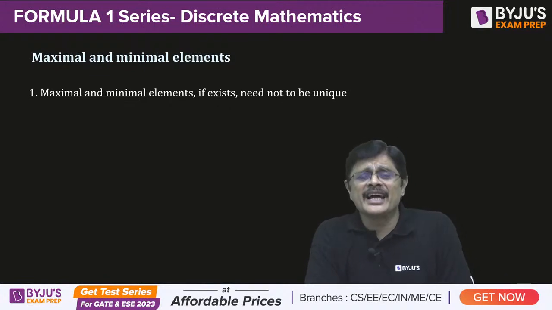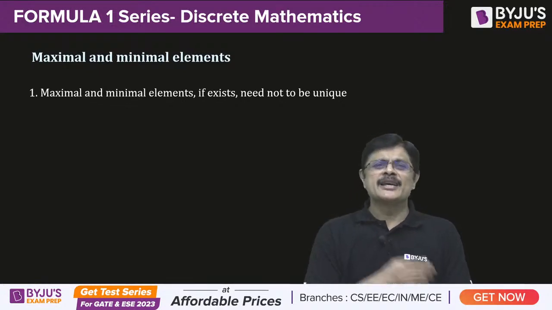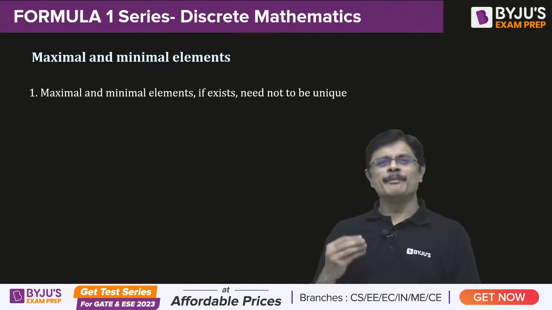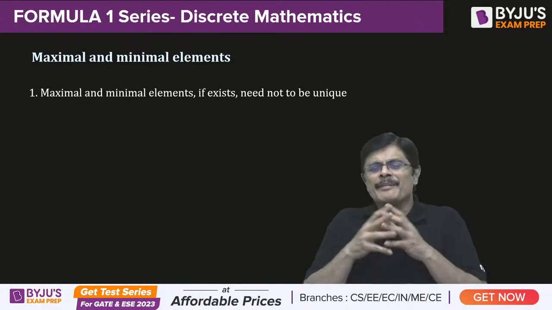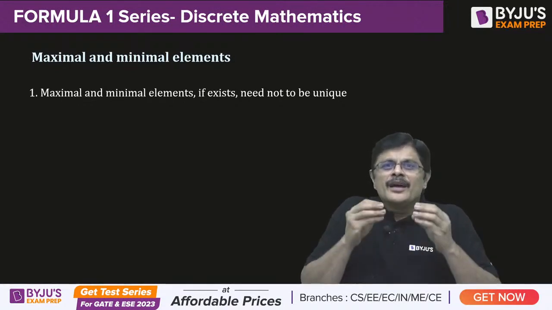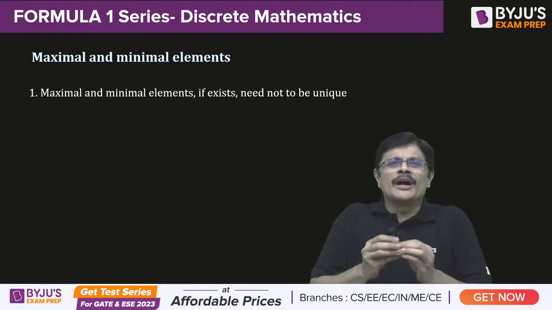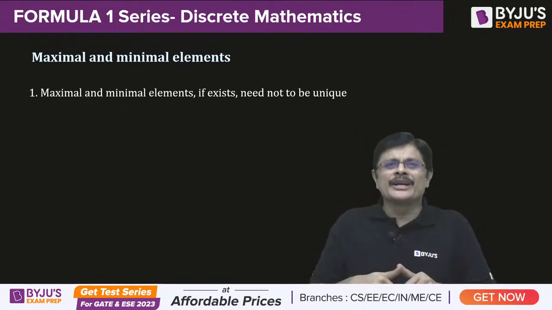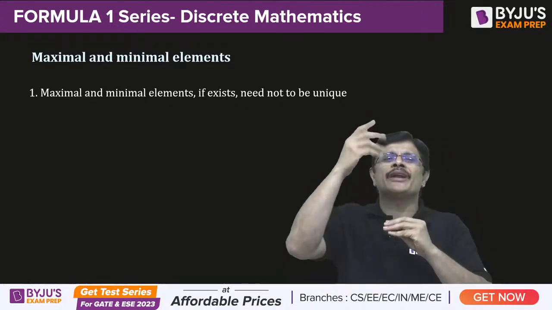See, for a Hasse diagram when you draw, there are two special elements. One pair is called minimal and maximal elements. See, minimal elements means, what do you mean by minimal, my dear friends? There is no one below it, that is minimal. Maximal means there is no one above it.